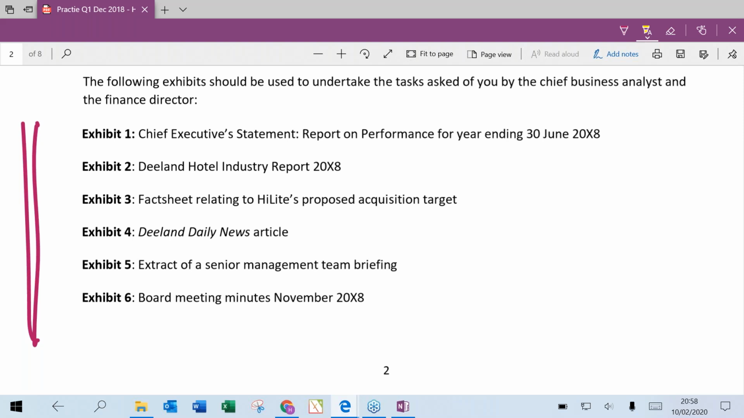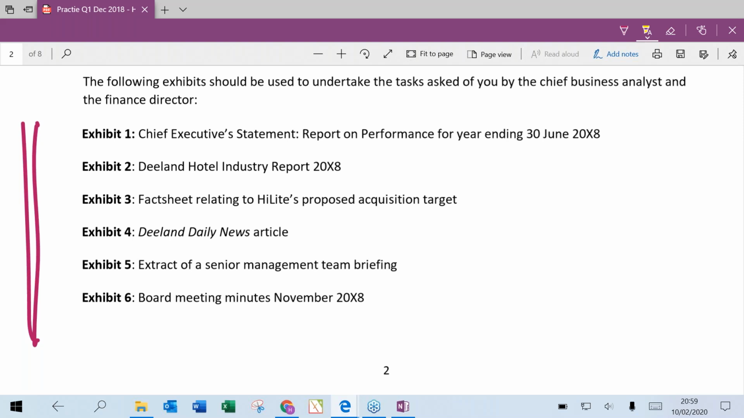Acquisition target. I'm mentally prepared for acquisition target. I'm 99% sure. Exhibit 4, D-Land news article. Exhibit 5, extract of senior management team briefing. Exhibit 6, board meeting minutes, November 2018. So always you will be given 6 exhibits. The names of the exhibits might differ from paper to paper, but essentially a few of the exhibits are always there.